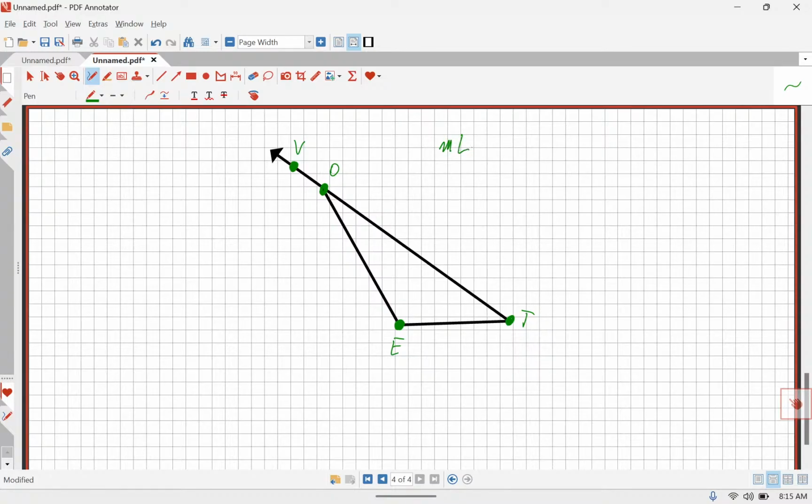I'm going to tell you that the measure of angle VOE is equal to 130.9 degrees. The measure of angle T is equal to 17.2 degrees. And I want to know the measure of angle TOE and the measure of angle E. So take a moment to figure out which two angles we've been given and how we can use those to find the measure of angle E and the measure of angle TOE. Give it a shot and teach.